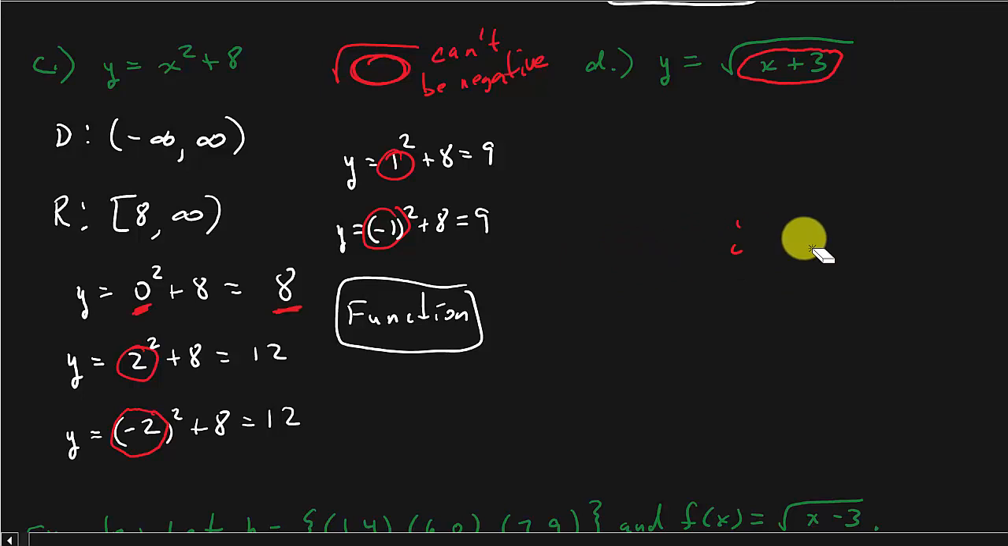So you can take the square root of a negative number, but you get an imaginary number as a result. And when we're talking about domain and range, we're looking at the real numbers, not the imaginary numbers.